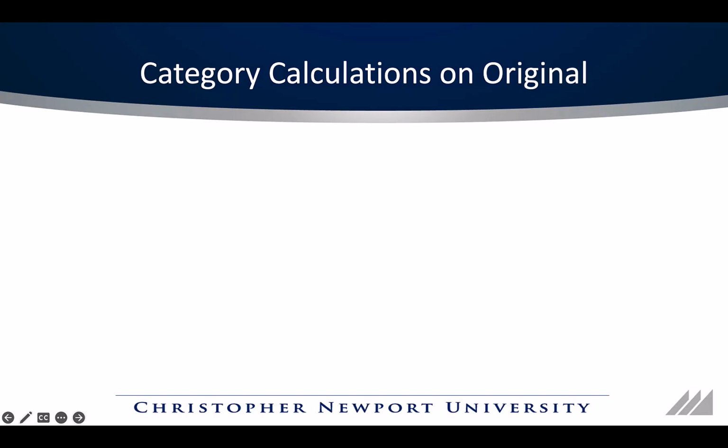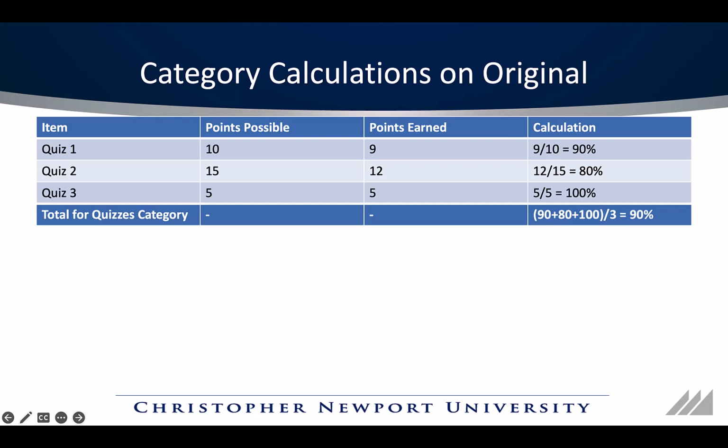So to understand exactly how these calculations work, we need to go through how Scholar thinks of these calculations on both original and ultra courses. So here we have a quiz category with 3 items in it, and we see here that for each quiz, it finds the percentage that the student got on the quiz. So the first one's 90%, the second one's 80%, and the third one's 100%.